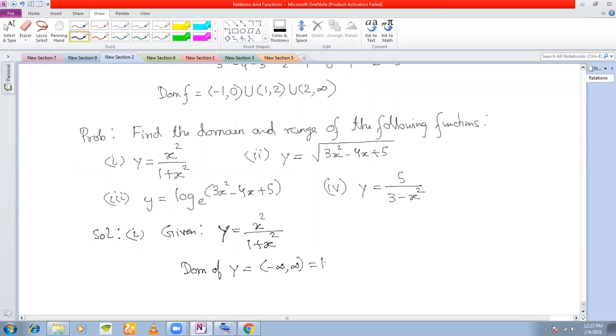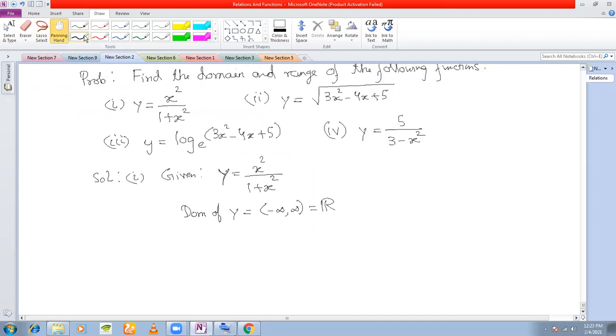This is sometimes written as R. Now, what about the range? In order to find the range, this is the technique that you will follow.